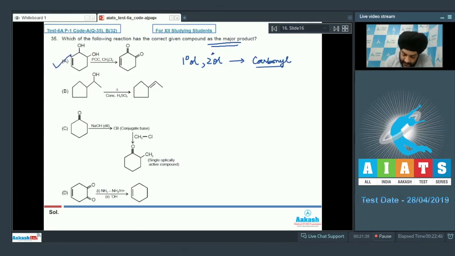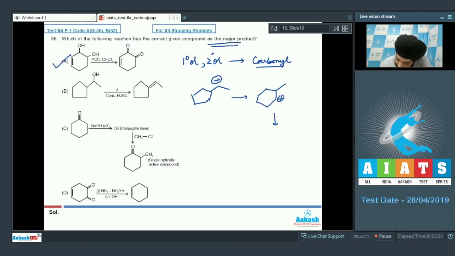So the first statement is correct. If you look at the second statement, we have the alcohol getting dehydrated with concentrated H2SO4. So this will lead to the generation of a carbocation at this position. And this carbocation will further undergo ring expansion to give us a 6-membered ring.